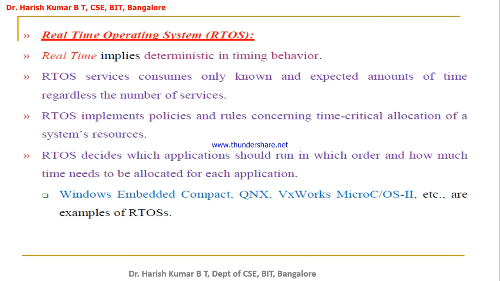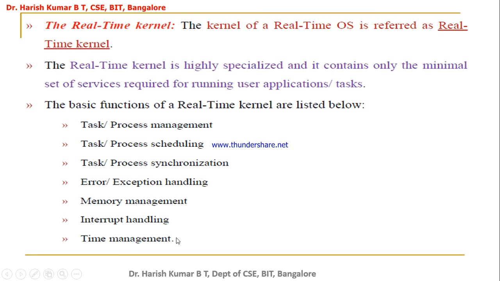RTOS services consume only a known and expected amount of time regardless of the number of services. The RTOS decides which application should be run, in which order, and how much time needs to be allocated for each application. So this is what the real-time operating system does. It decides which application is to be run and how much time the application has. Examples are the Windows Embedded Compact real-time operating system, the QNX real-time operating system, and many more.